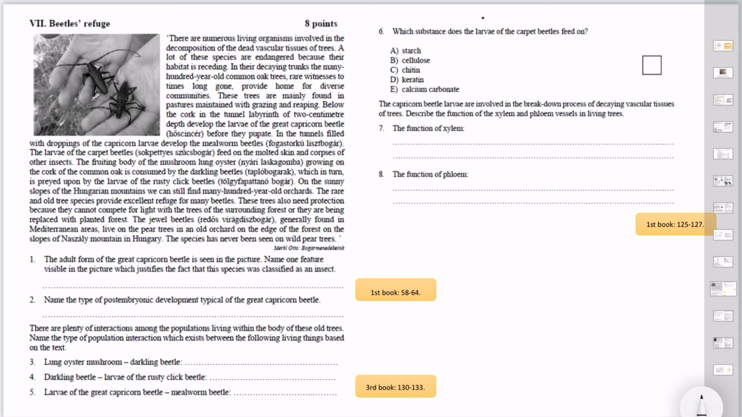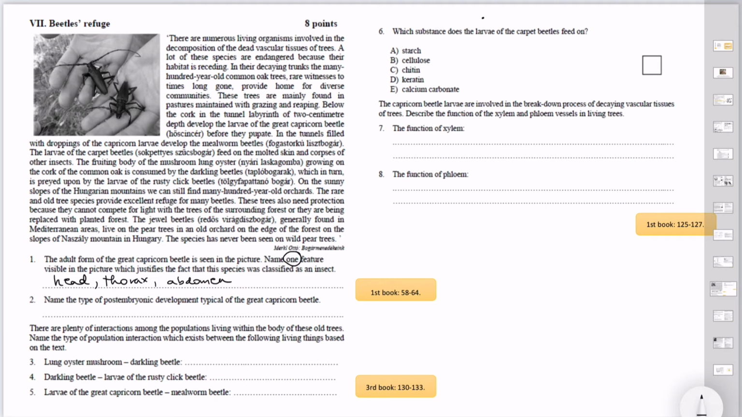The adult form of the great Capricorn beetle is seen in the picture. Name one feature visible in the picture which justifies the fact that this species was classified as an insect. So if you observe the picture, you can see many characteristical features. For example, the body parts, the head, thorax, and the abdomen, or the 3 pairs of legs. But as the exercise is asking us to highlight one feature, I just write here head, thorax, abdomen.